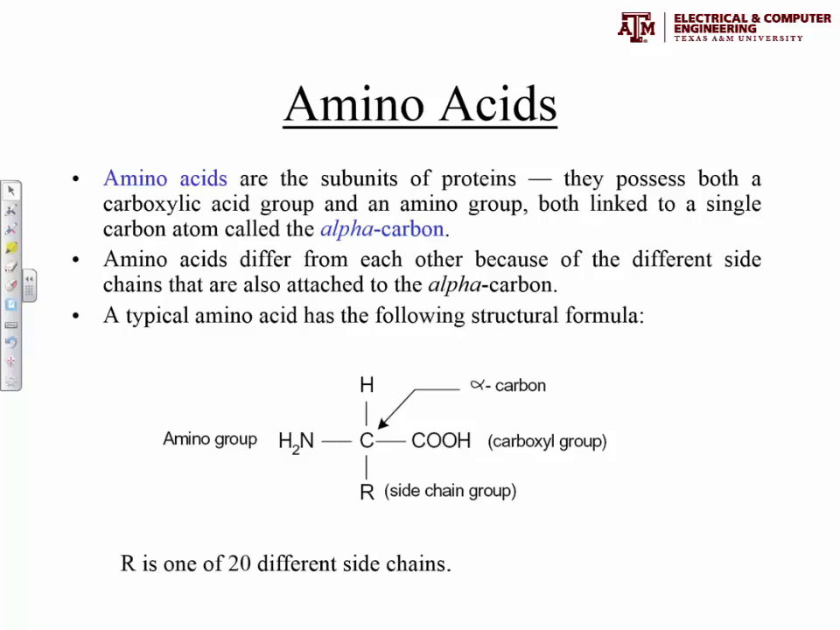They possess both a carboxylic acid group and an amino group, both linked to a single carbon atom called the alpha carbon. So here you have this single carbon atom that's called the alpha carbon. On one end you have this amino group, NH2 is the amino group. On the other end you have the carboxyl group, C double bonded with O, H, alright? Carboxyl group. And then you have a hydrogen atom, and then you have something here that is called the side chain group, right? So all the amino acids will have this structure. The difference between the different amino acids will come in the choice of this side chain group, right? This R will be different for different amino acids, okay?